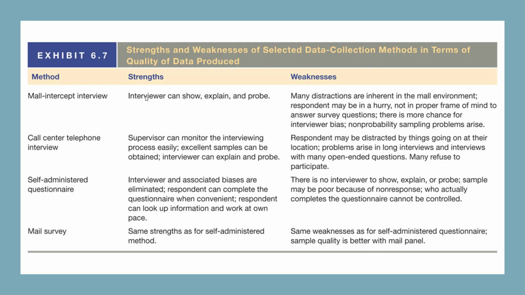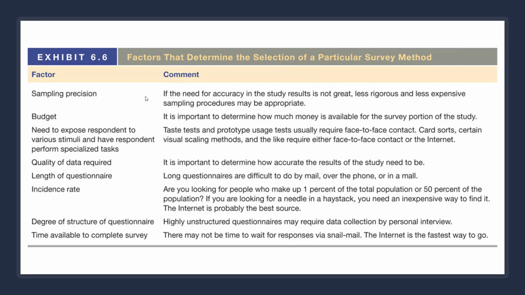the sample may be poor because of non-response bias, because people don't send it back to you, and obviously no interviewer can explain or probe, which actually is an advantage of the mall intercept and call center. And the mail survey has similar issues and strengths as the self-administered questionnaire. So this slide is very important. I want you to really focus on these pros and cons in terms of data quality.